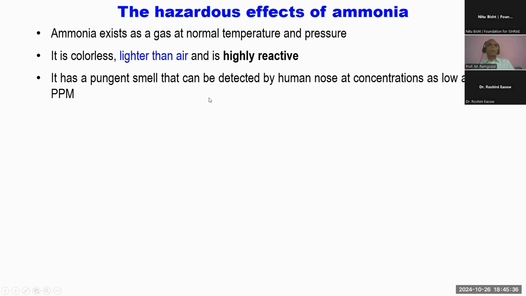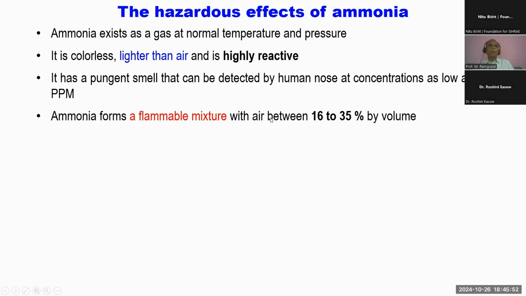This is another problem. One good thing of ammonia is it has a very pungent smell. We know from our school labs that if ammonia leaks, we can immediately detect, because our nose is very sensitive to ammonia. So we can detect it at concentrations as low as 5 ppm. Ammonia is not only toxic, it also forms a flammable mixture. So this is your lower flammability limit and upper flammability limit.